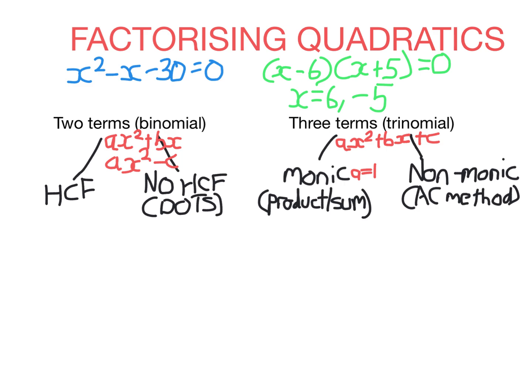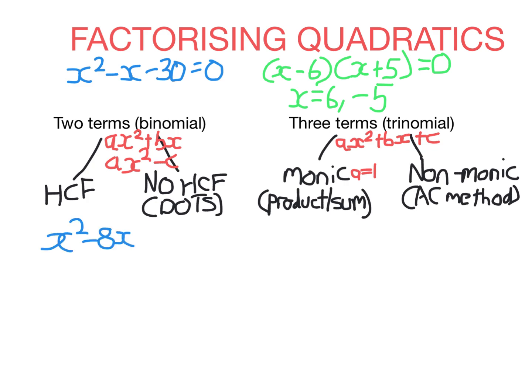Okay, so how do we factorize quadratics, that is, expressions that have this x squared term? Well, unfortunately, we need different methods depending on what the quadratic looks like. So if the quadratic has two terms, in which case we say it's a quadratic binomial, we either use the highest common factor or DOTS, which is difference of two squares. If it looks like this, we use highest common factor, and this we use difference of two squares. So when you're factorizing a quadratic, always first ask yourself if there is a common factor.